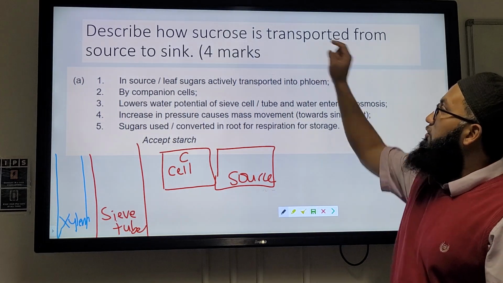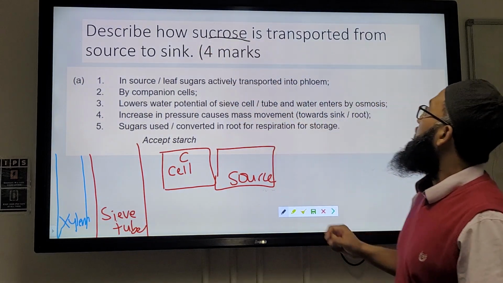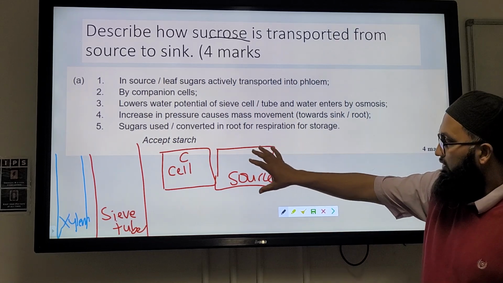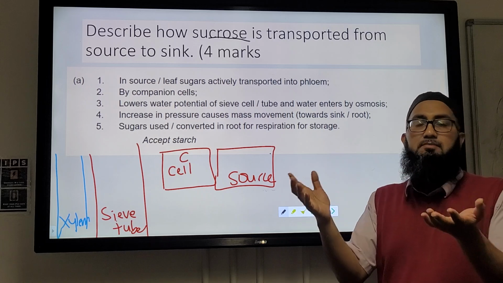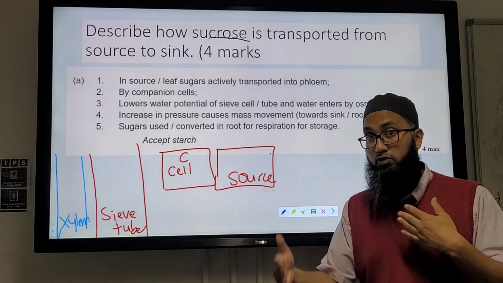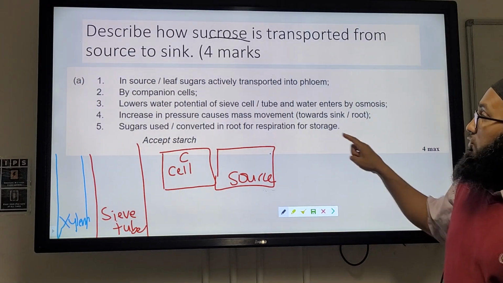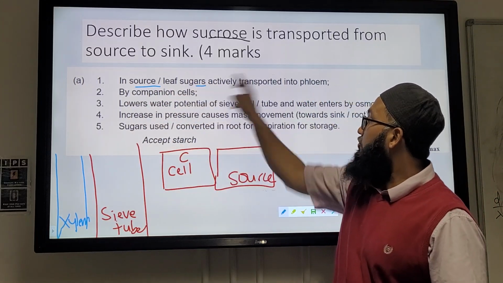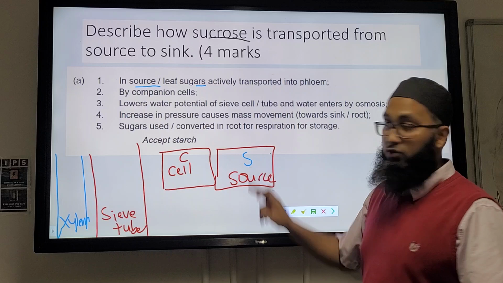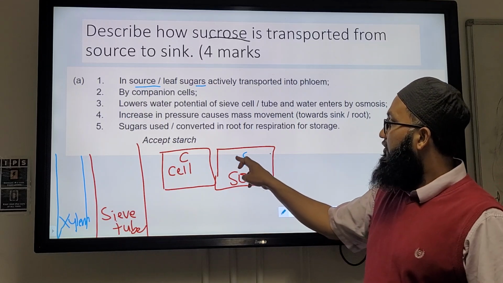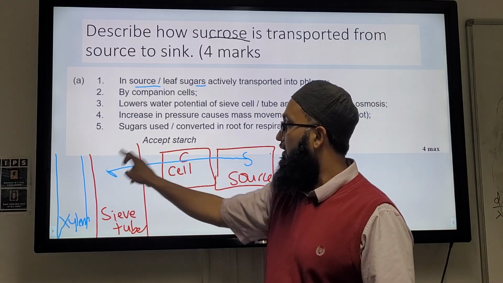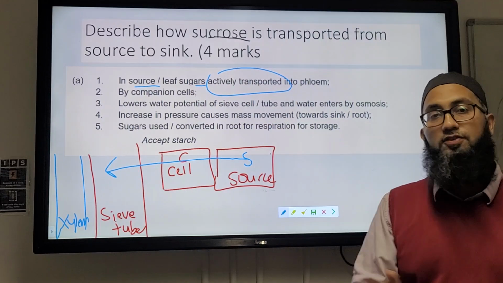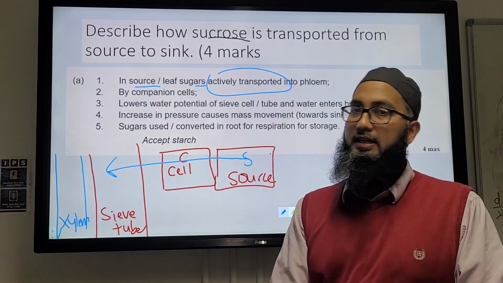4 mark question: describe how sucrose is transported from the source to the sink. So we have our source here. The source is our leaf that's making the sucrose from photosynthesis. The sucrose is a sugar, and it is actively transported into the sieve tube, into the phloem. The key word for you to write down is active transport. If you don't mention that, you don't get a mark.